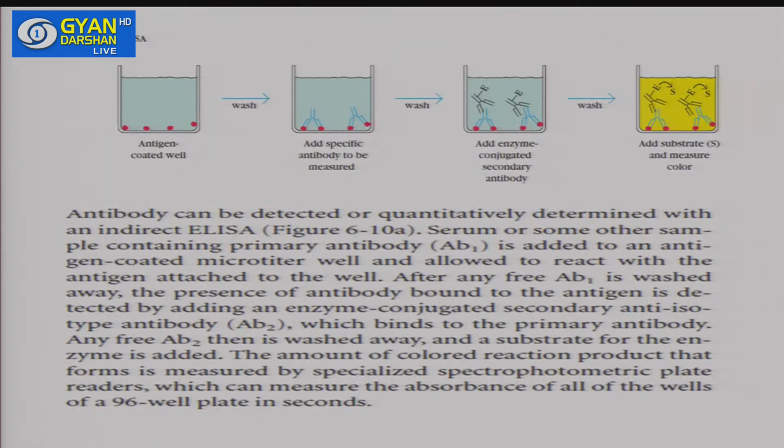Now this ELISA can be of three different types. First one is called the indirect ELISA. Now what happens here? The serum or some other sample containing primary antibody is added to an antigen coated microtiter well. Then after any free antibody is washed away, the presence of antibody bound to the antigen is detected by adding an enzyme conjugated secondary anti-isotype antibody which binds to the primary antibody. Any free antibody is then washed off and the amount of colored reaction product is measured by a spectrophotometric plate reader. So in this case, antigen is coated and you add the antibody.